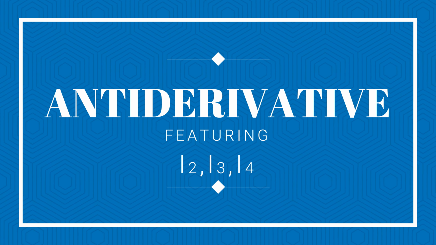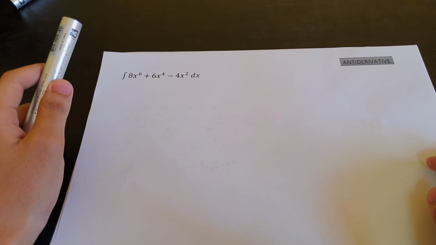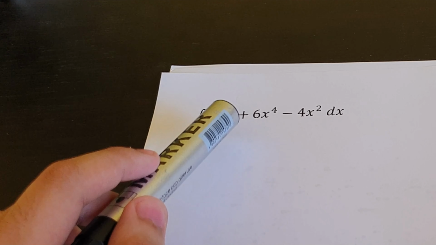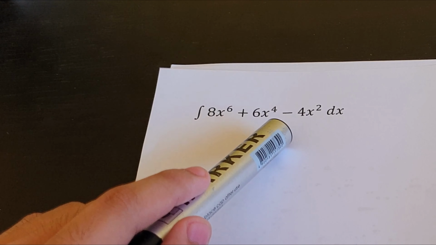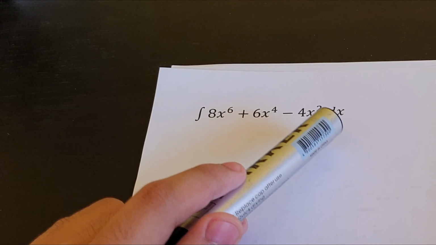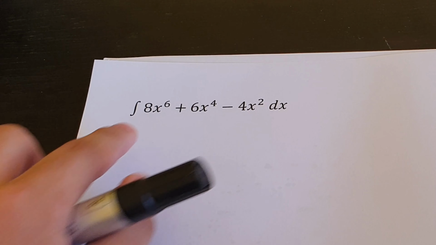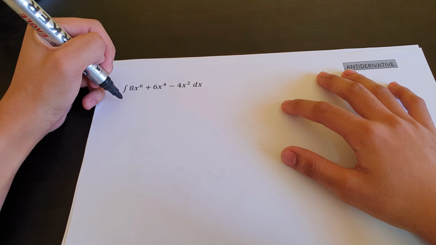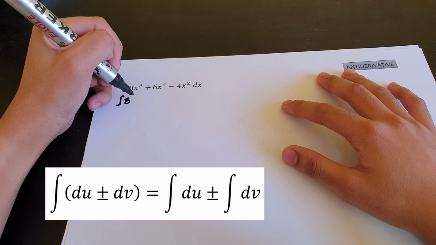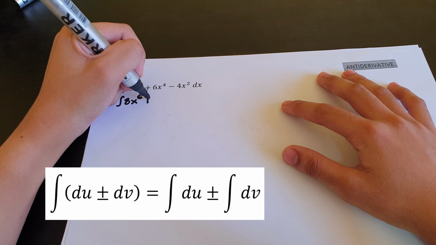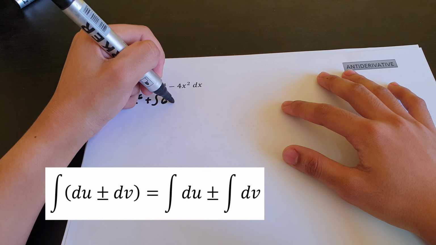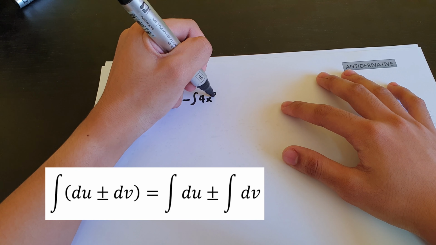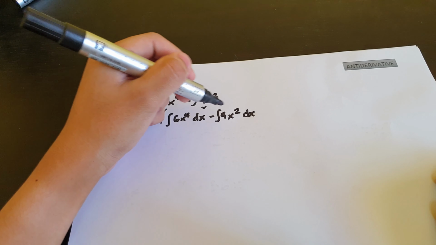The next part of this video is to solve the indefinite integral. Integral of 8x to the power of 6 plus 6x to the power of 4 minus 4x squared dx. First, we must split the single integral into multiple integrals, which is integral of 8x to the power of 6 plus integral of 6x to the power of 4 minus integral of 4x squared. Don't forget to put dx on each integral.